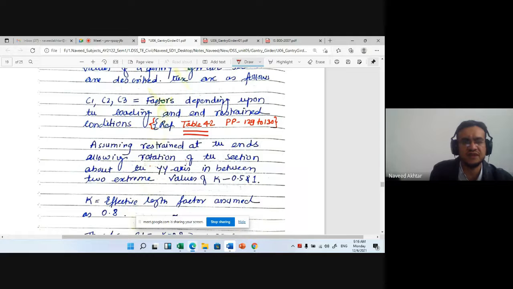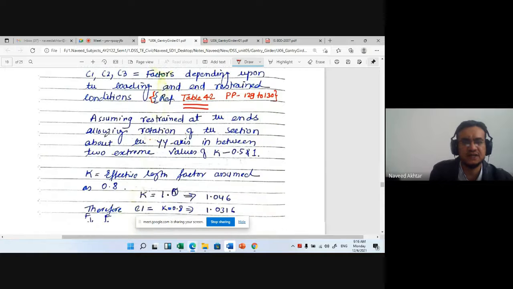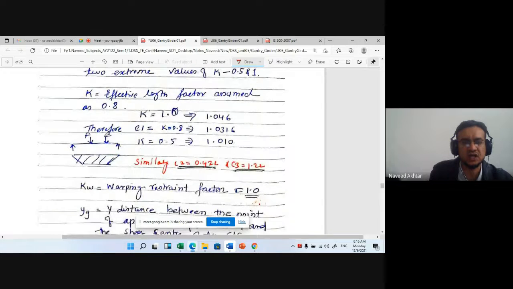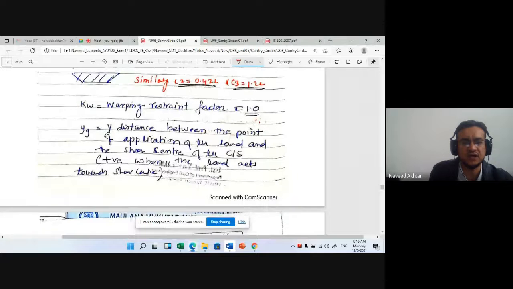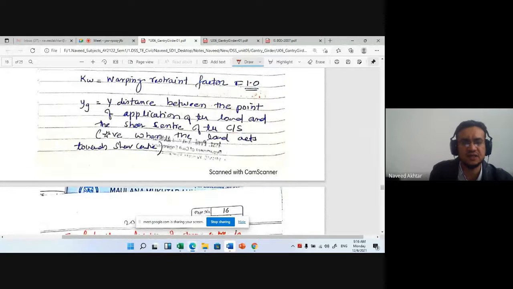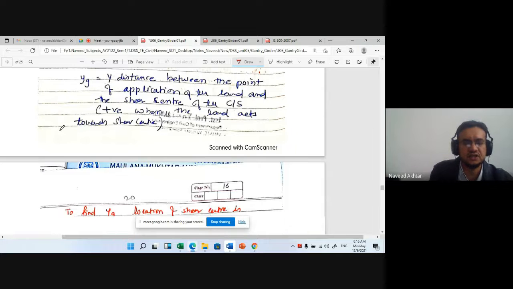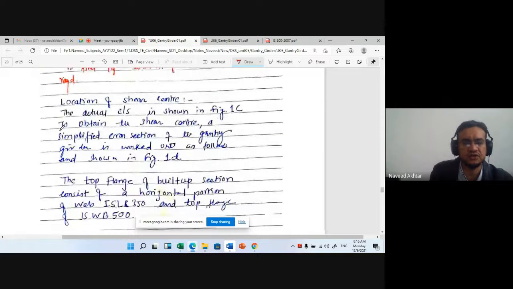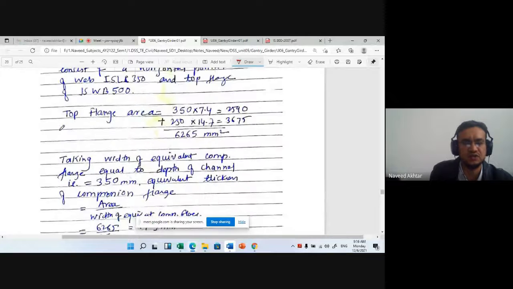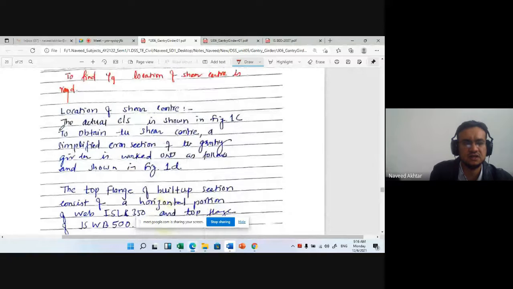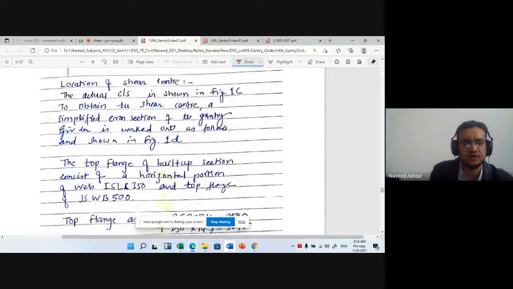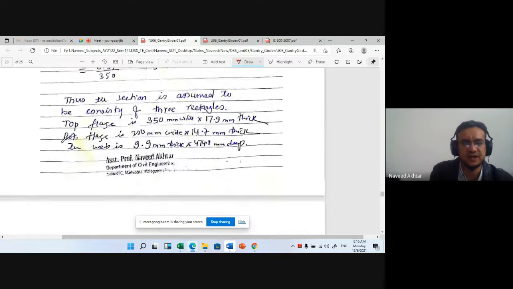C1, C2 are the factors depending upon the loading and the restraint conditions, and then the K value, okay. All this KW value, and YG is the distance between the point of application of load and the shear center of the cross section. So there is a shear center of the entire body you have to find out, and the location of the shear center you have to find out by the actual cross section shown in figure 1C to obtain the shear center of the simplified section.